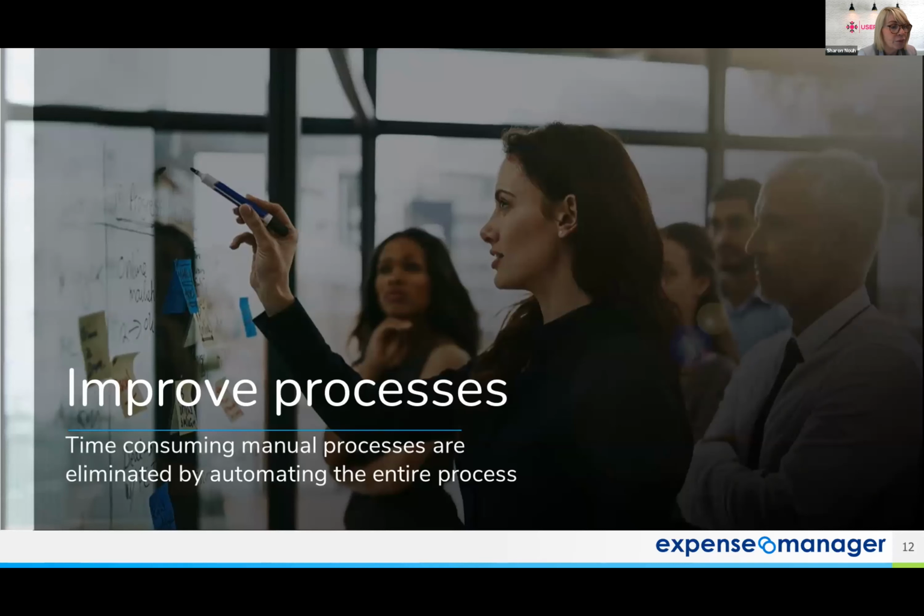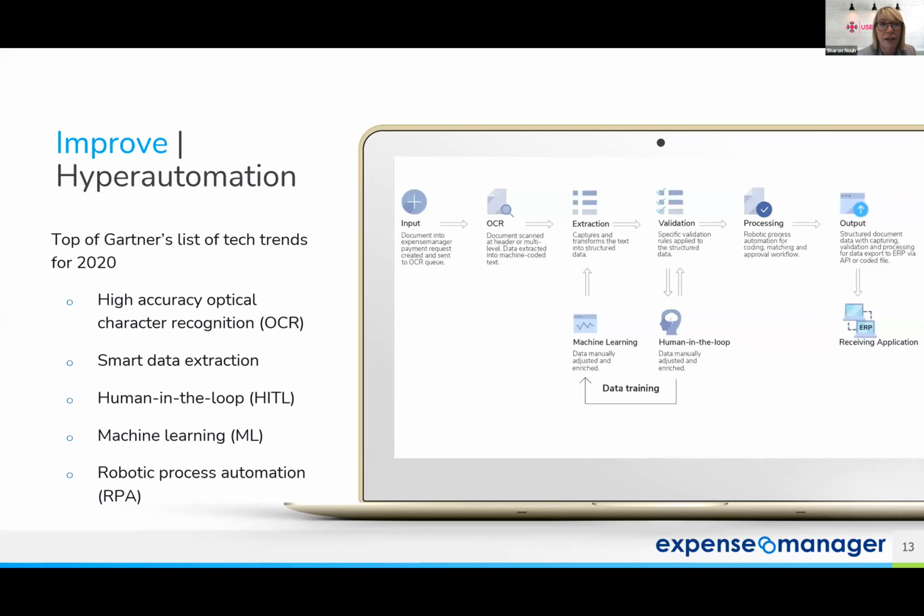Of course, one of the biggest benefits of automation is improving processes. I want to touch lightly on hyper-automation. This is what we do. It was on the top of Gartner's list of strategic technology trends for 2020, and for very good reason.